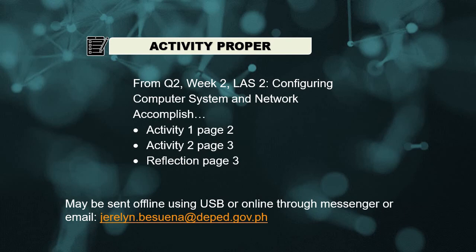Now, it's time for your activities. So on your learning activity sheets, week 2, configuring computer system and networks, accomplish activity 1 on page 2, activity 2 on page 3, and reflection also on page 3. Once you're done, you may send your answers offline using ESV or online through Messenger or email.